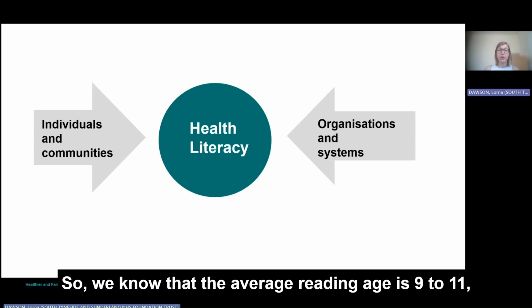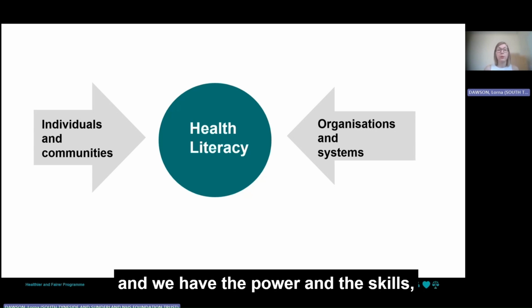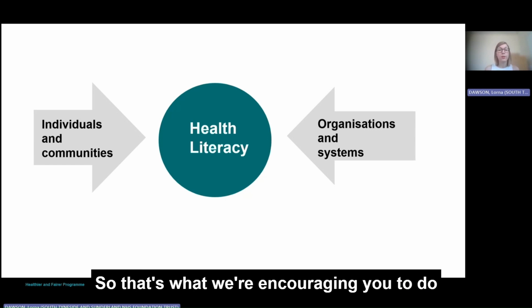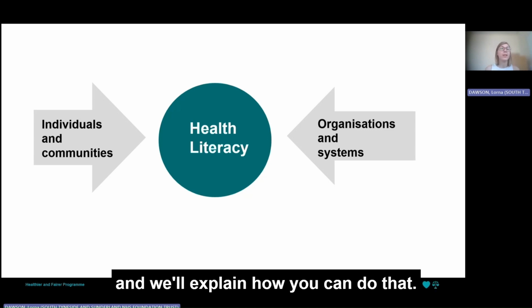So we know that the average reading age is 9 to 11, and we have the power and the skills to be able to write at that level. So that's what we're encouraging you to do. And we'll explain how we can do that.